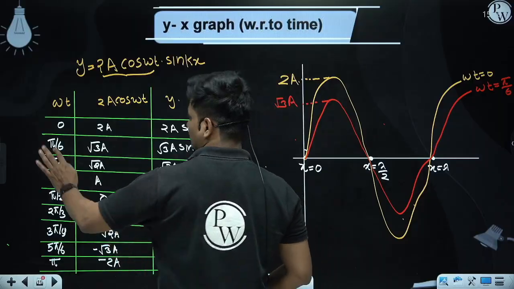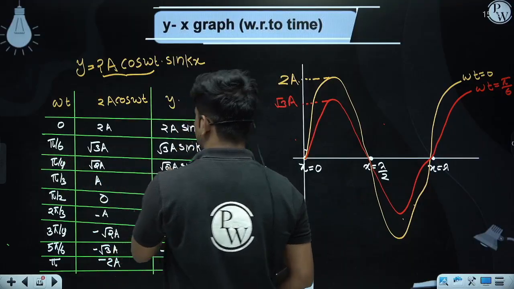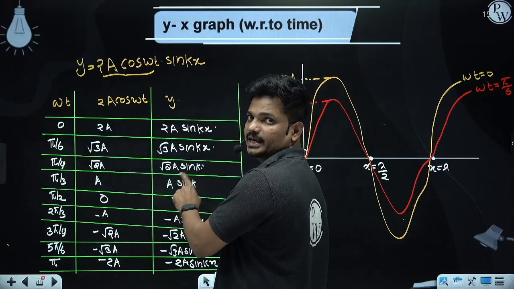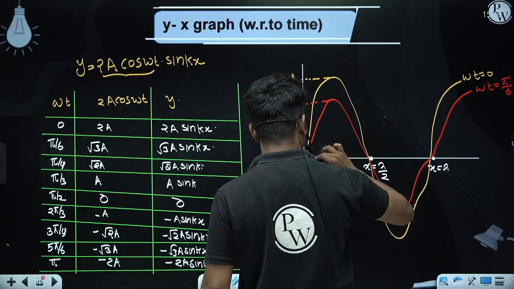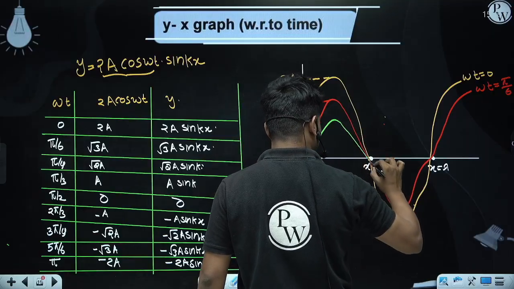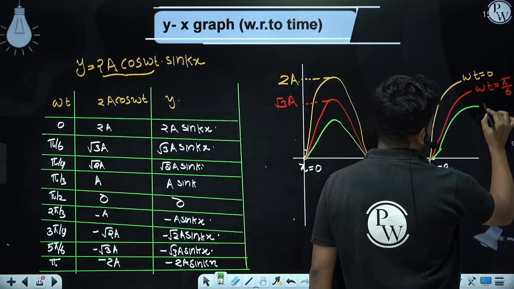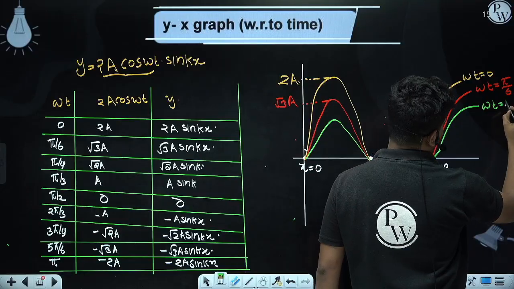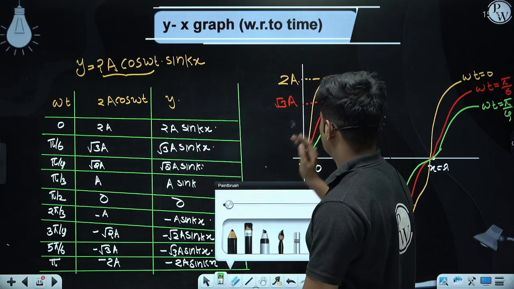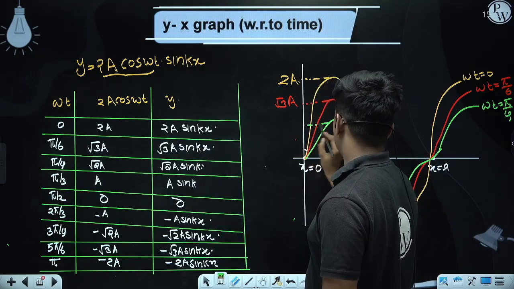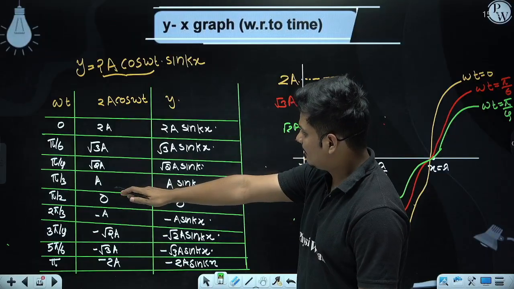Okay. The next one, when omega t is equal to pi by 4, what is the expression? Root 2a sin kx. How to draw? Like that. The amplitude is root 2a. So omega t is equal to pi by 4. To mark this amplitude, this is root 2a. Then next one, pi by 3.